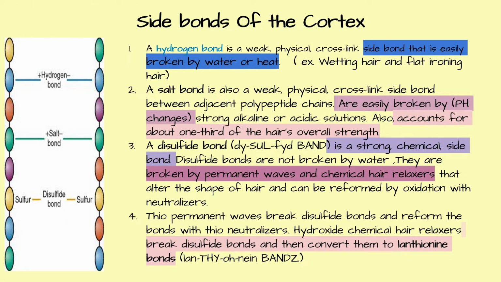Now we're going to talk about the side bonds. The side bonds of the cortex. You have your hydrogen bond, you have your salt bond, and you have your disulfide bond. Your hydrogen bond is your weak bond. It is broken easily by water or heat. The example for that is wet setting, meaning they came in and got a shampoo and a roller set. Then you have flat ironing, or if they got a roller set and you put them up under the dryer, the heat from the dryer, or a blow dry with a round brush. All of those things are broken by hydrogen bond. It is a weak bond and is broken by water or heat.